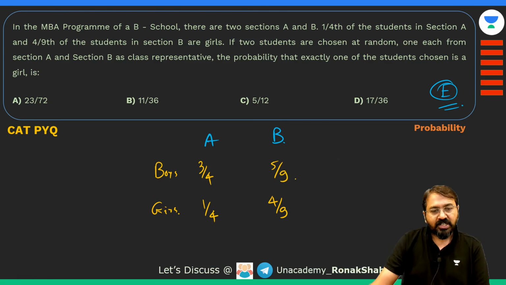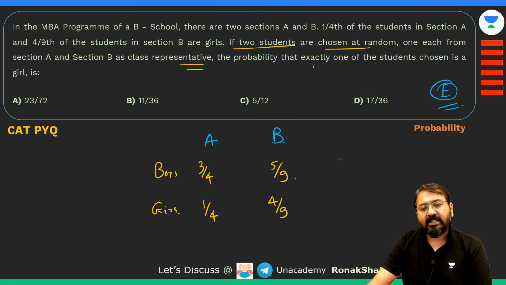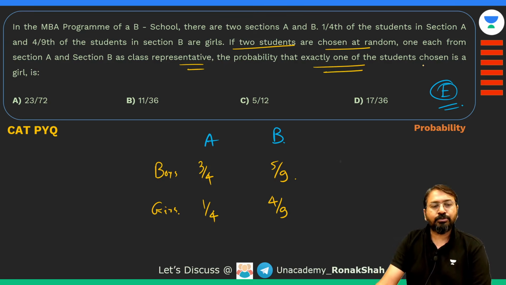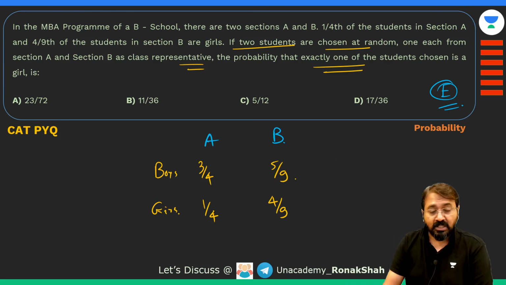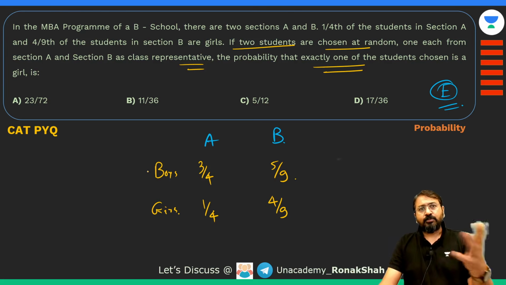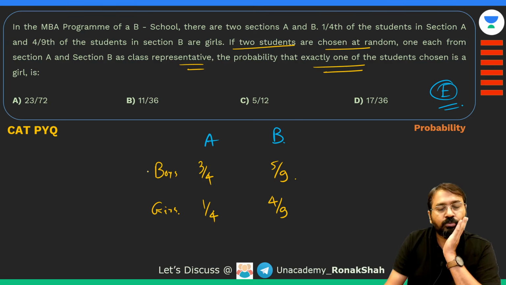Now what is our question? If 2 students are chosen at random, one each from section A and B as class representative, the probability that exactly one of the students chosen is a girl. Very simple question, but I've seen students still getting confused in this, right? So guys, in case you are getting confused, you can actually do it by numbers, but numbers will be actually very complicated. So let's understand how to do this question.